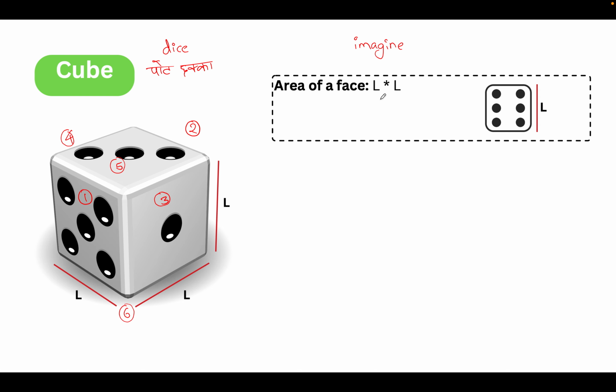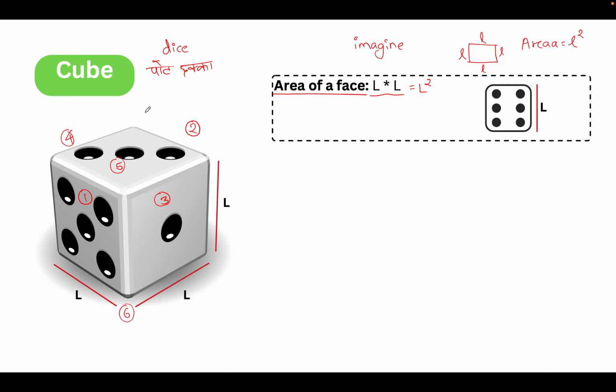Now to find the area of a single face, it looks like this, and this has equal length. As you already know, this is a square, so to find the area of a square we use the formula L square. So to find the area of a face which is similar to a square, we use the formula L into L, which equals L square. So this is the formula to find the area of a face in a cube.